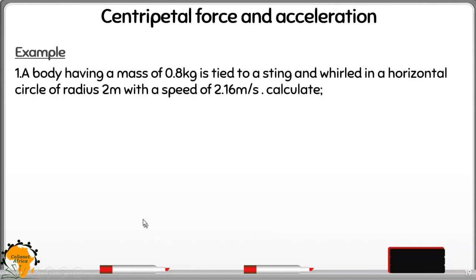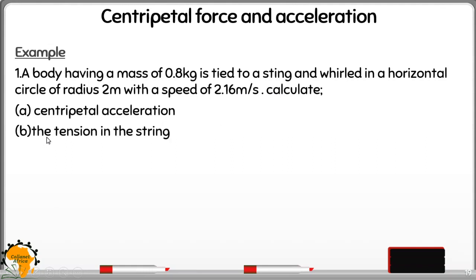We can look at an example. We have a body having a mass of 0.8 kg. It is tied to a string and it is whirled in a horizontal circle of radius 2 meters, with a speed of 2.16 meters per second. Calculate, number 1, the centripetal acceleration, and number 2, the tension in the string.